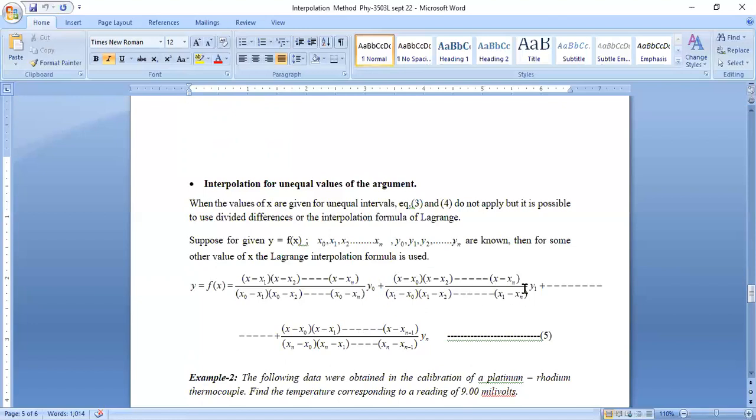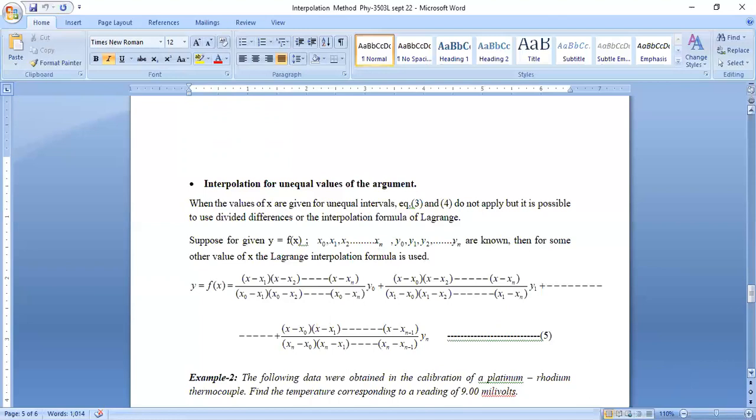Then the second term has y1, then you have y2, then you have y3, and so on up to yn. The derivation of this formula is given in the Grewal book, which I have already mentioned. Here we have to use this formula because we are performing a computational exercise.